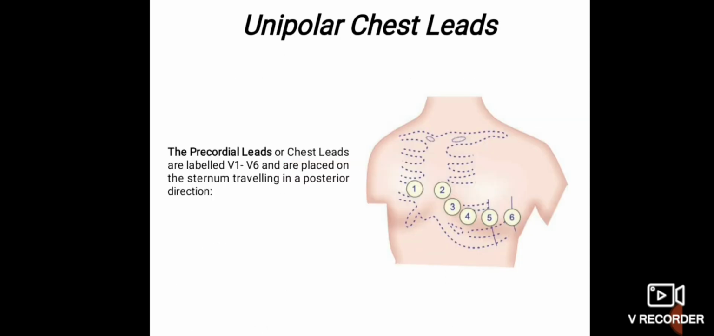The unipolar chest leads are also called precordial leads. They are placed on the sternum and travel in a posterior direction, as shown in the image below: V1, V2, V3, V4, V5 and V6.